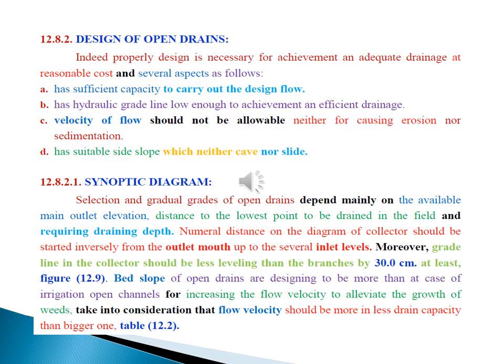The slopes of open drains are designed to be greater than in the case of irrigation open channels, for increasing the flow velocity to alleviate the growth of weeds. Take into consideration that flow velocity should be higher in a smaller drain capacity than in a bigger one, as shown in the enclosed figure.